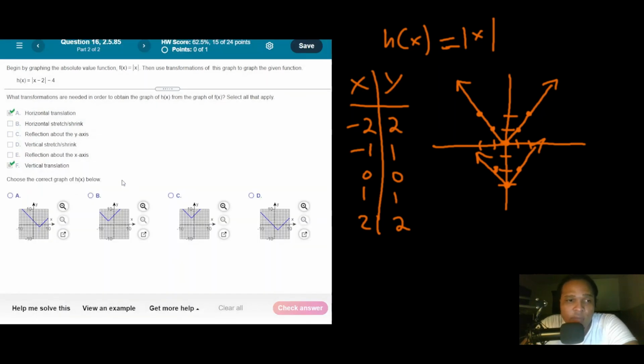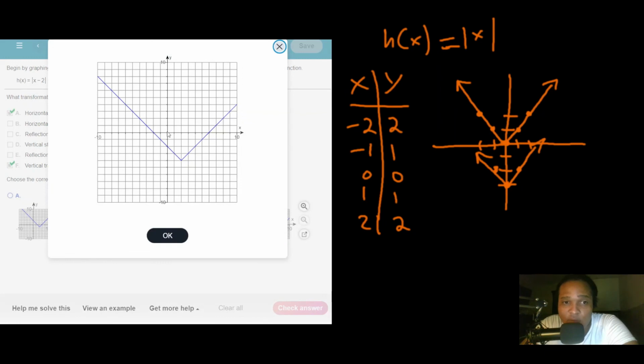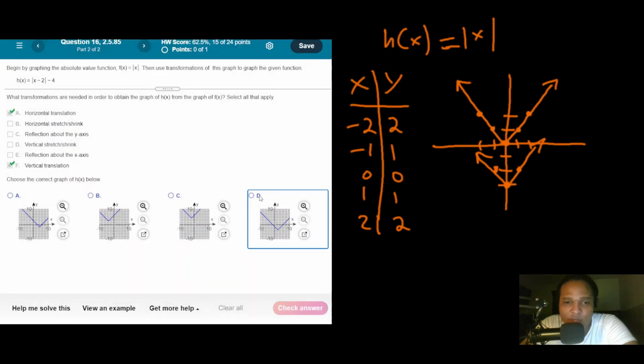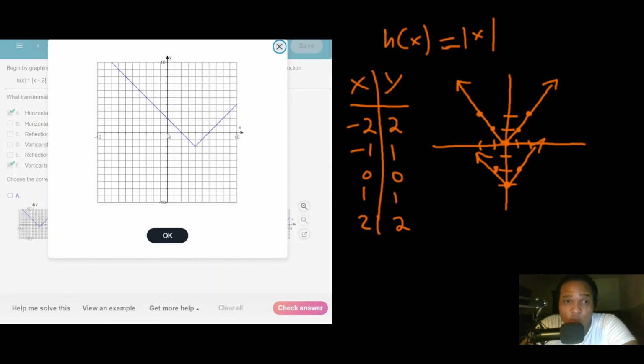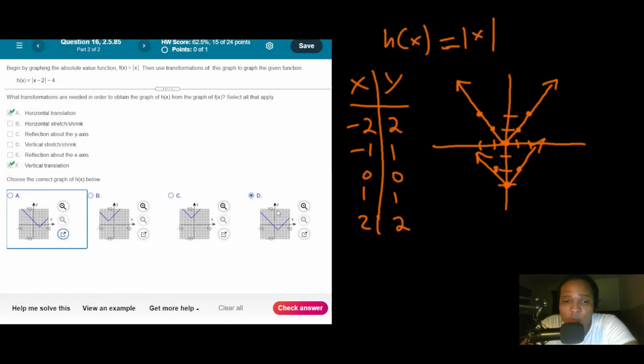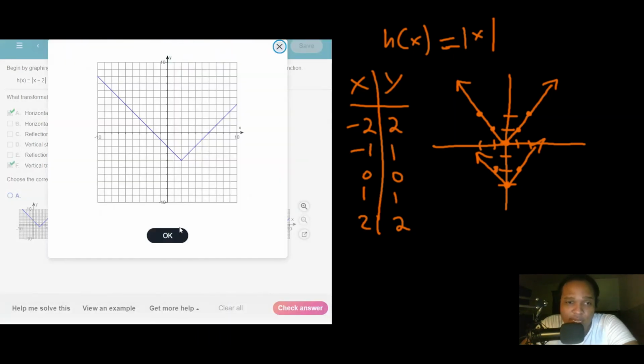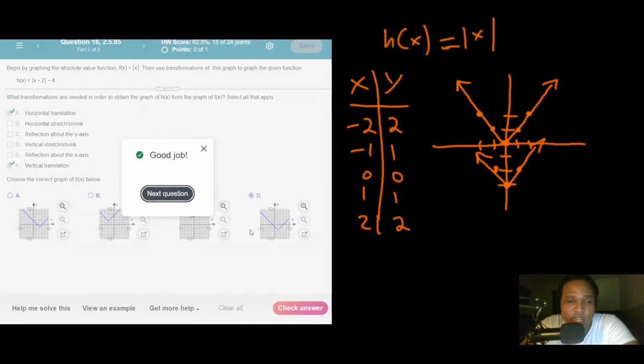Well done. So starting from 0, let's go right 2, down 4. Looks like that's the only one that does it. Let's see. Starting from 0, do we go right 2 and then down 4? Yeah, got it. It's got to be this one. This one looks similar. Let's just take a glance. Do we go right 2 and then down 4? No, we're missing it. That's right 4, down 2, so be careful. They will give you that as well. But we know our answer is D. Check answer. Got it.